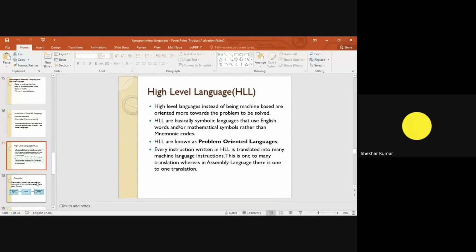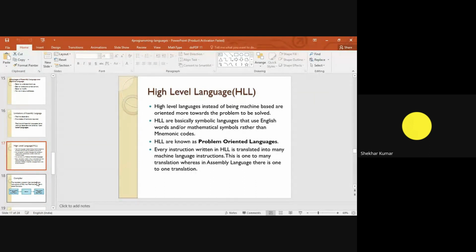So this is a programming language highly understood by humans. For example, the C language. High level languages are basically symbolic languages that use English words or mathematical symbols in place of mnemonics. Every instruction written in the high level language is translated into machine level language.